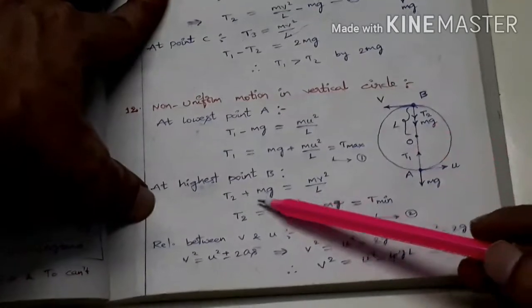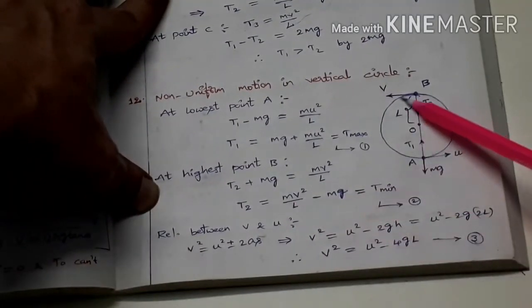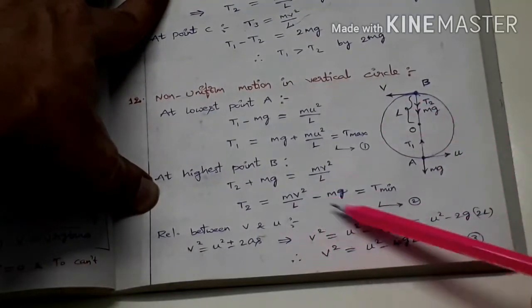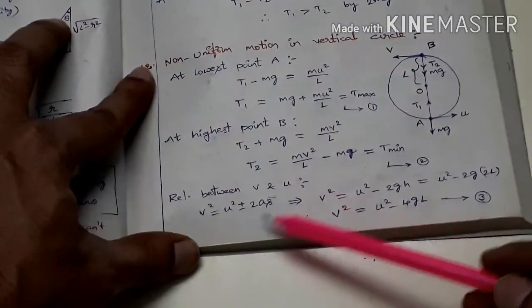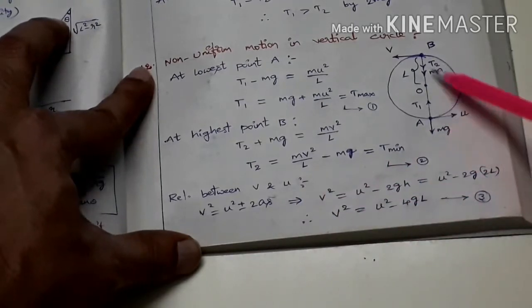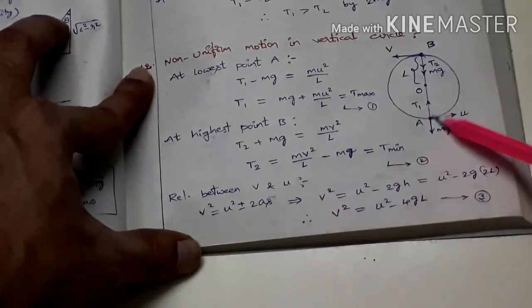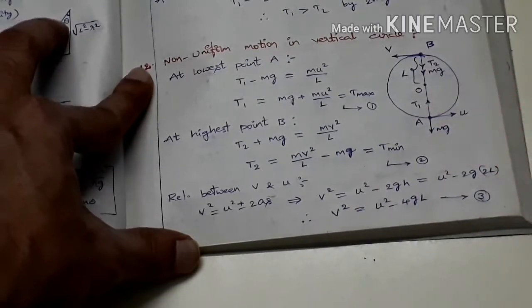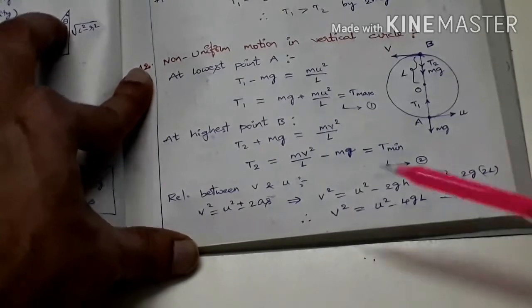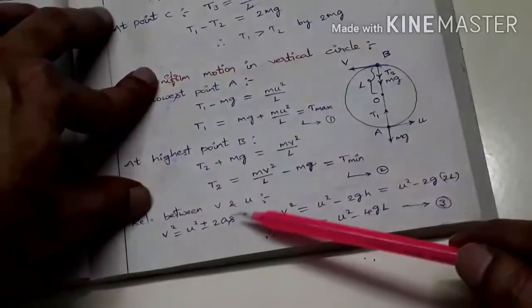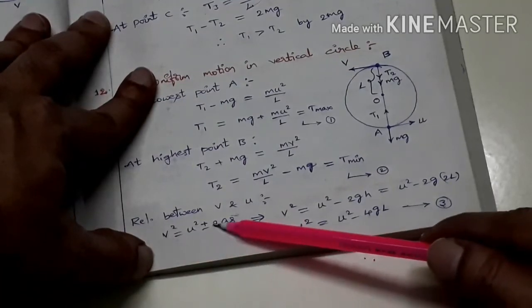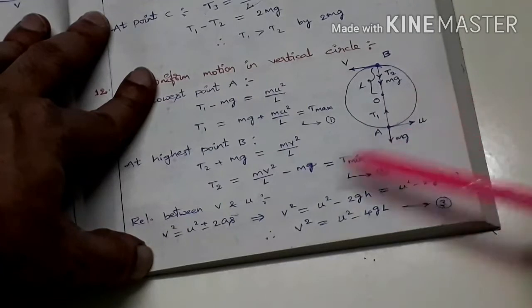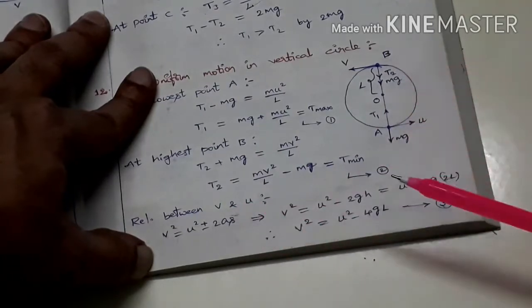Similarly, at highest point, T2 plus mg equal to mv square by L, since velocity is v here. So here T2 equal to mv square by L minus mg. This is T minimum. So what is the relation between v and u here? From here to here, the body is moving to a vertical height which is equal to 2L here. So we can compare this one with body projected vertically upwards, upward projectile motion here. So we can use this equation v square equal to u square plus or minus 2as, plus when the body is moving downwards, and minus when the body is moving upwards here.